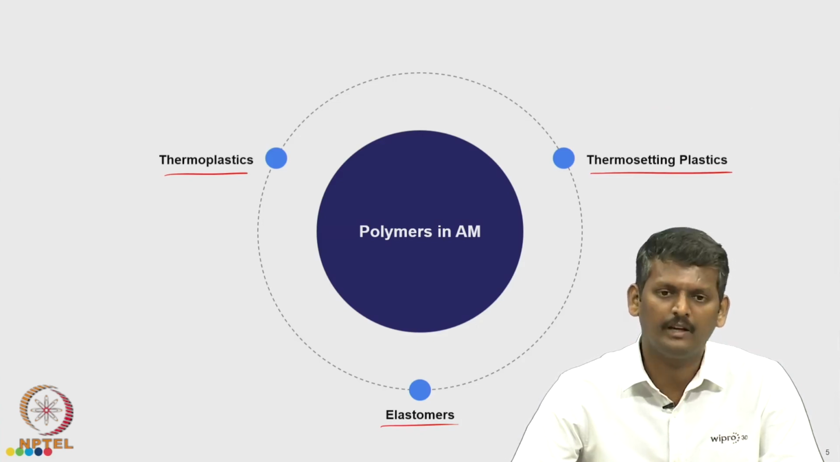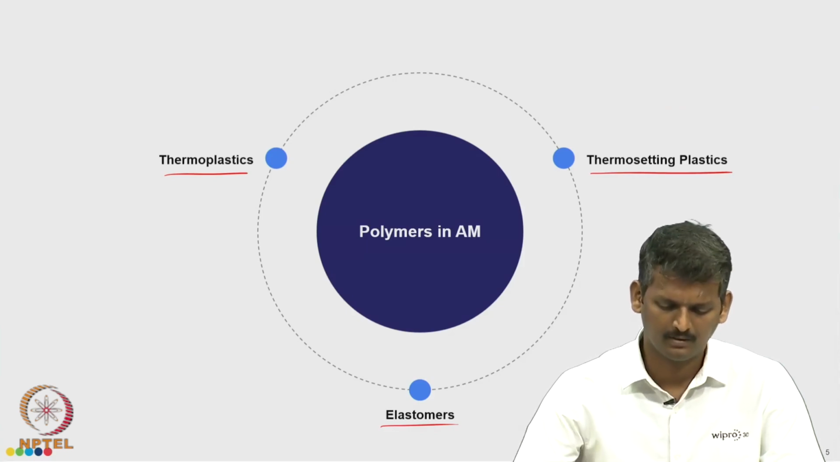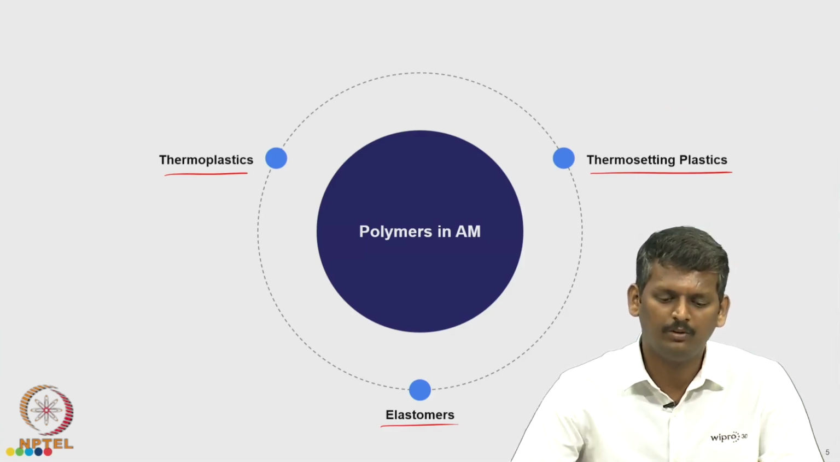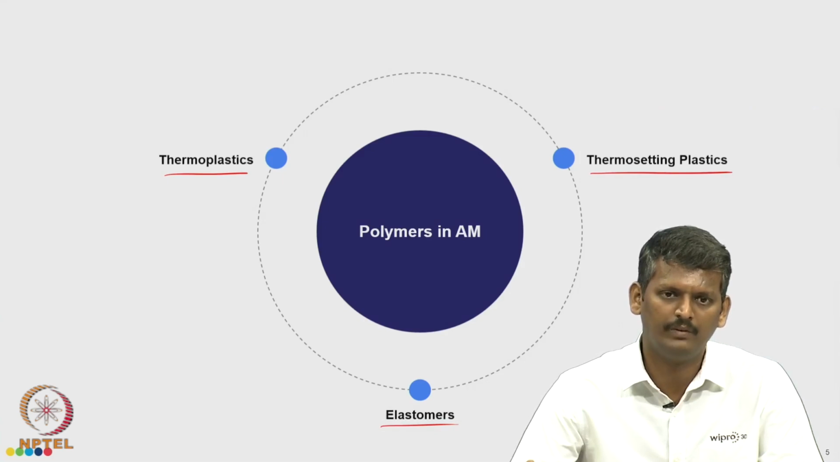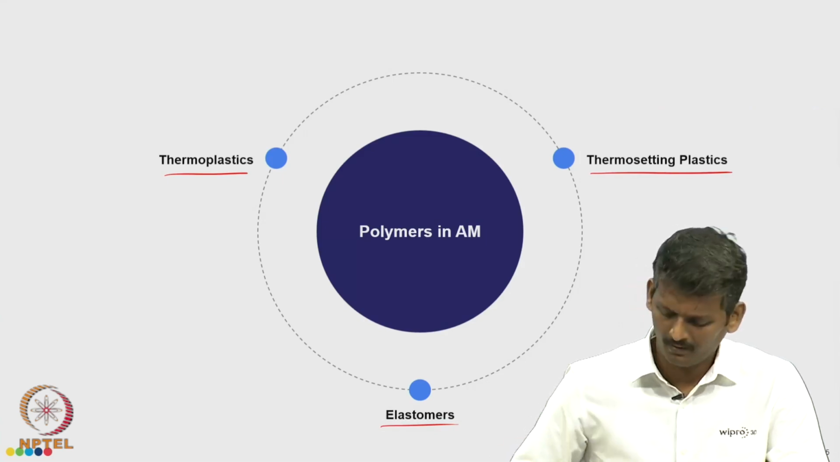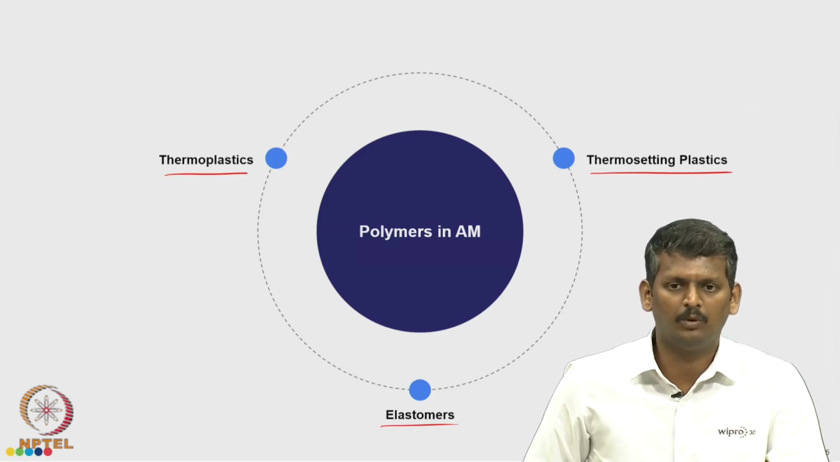But in the case of elastomers, we have certain materials which are already polymerized, and another set of materials which are yet to polymerize during the 3D printing process. So we can see a variety of materials under these three categories themselves. Let us move into detail on all three categories of materials. The first one we will see is thermoplastic materials.